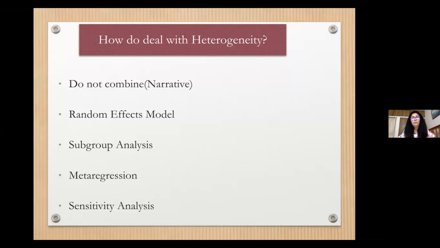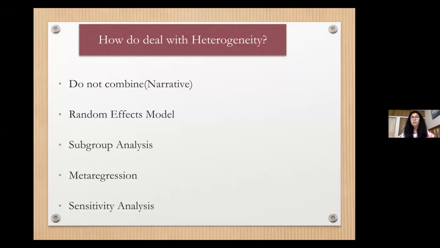And why is that? Because suppose there are 10 studies, 5 have a very high positive effect size and 5 have a very high negative effect size. When you combine them, it will lead to no effect size or a very small effect size, which is misleading, right? So it's better not to combine them at all. Or if there is some heterogeneity, you can combine them with a random effects model.